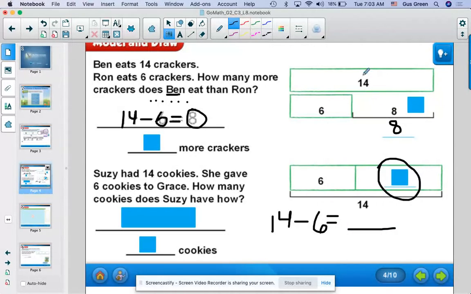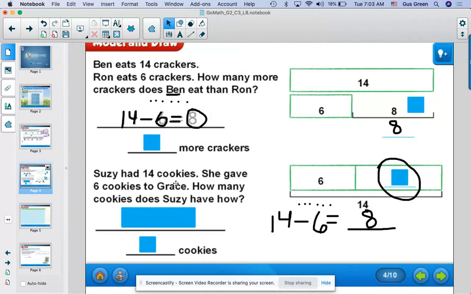So very similar to the way we were looking at this one, only it's just a little bit different in terms of structure. Instead of comparing the two, we just want to know how many she has left now. So 14 minus 6, I would do it the same way. I would count backwards for this one. So I'd put 14 in my head and count backwards 6 times. 13, 12, 11, 10, 9, and 8. She would have 8 cookies.